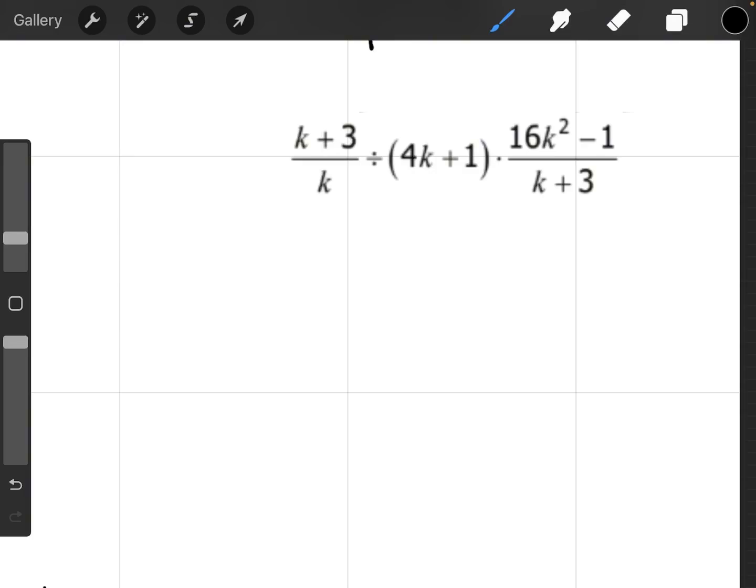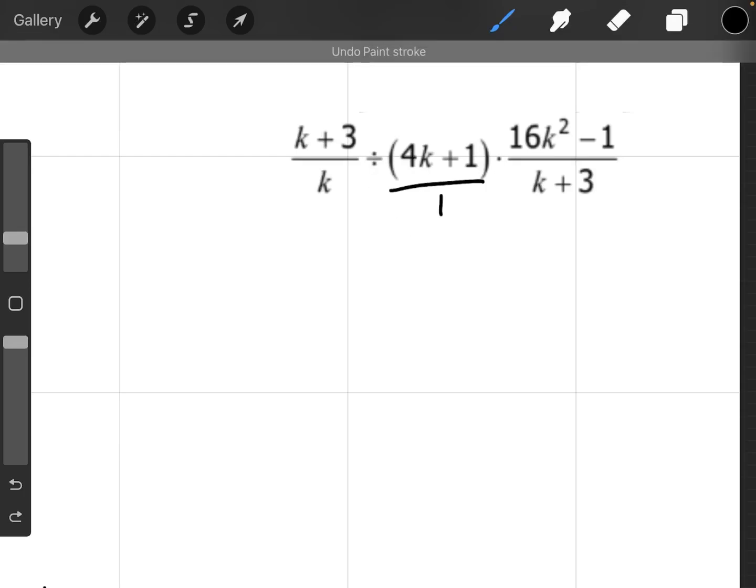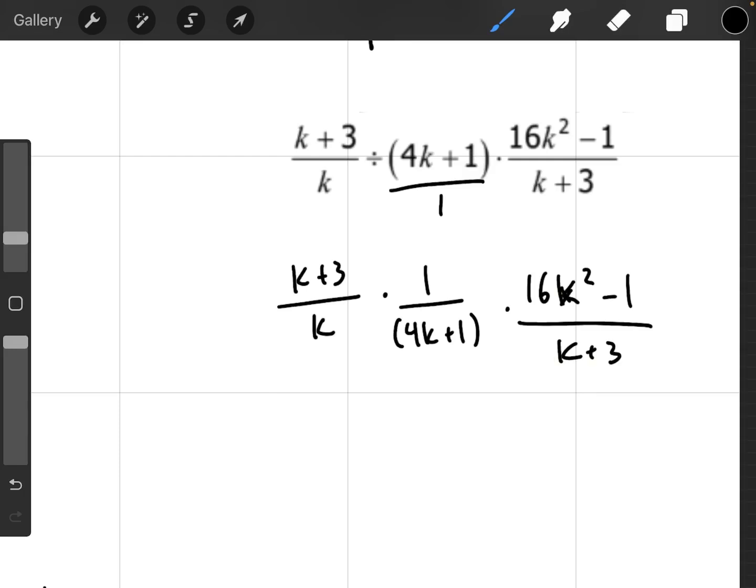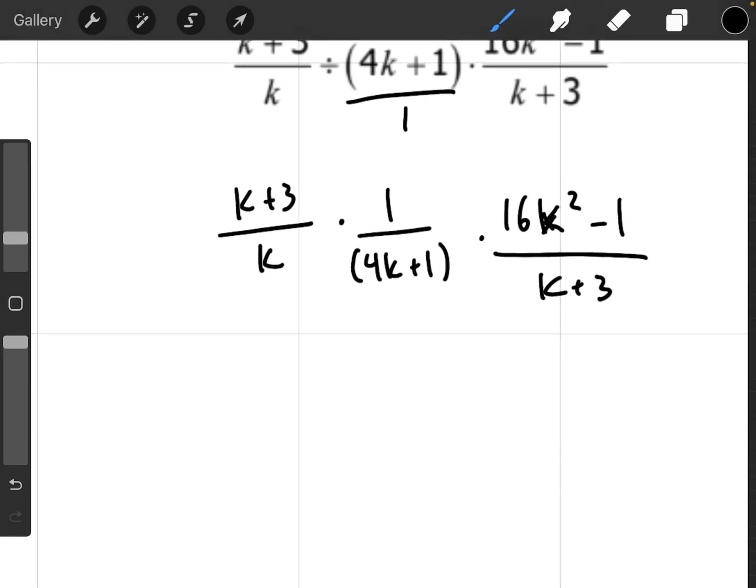So now we're working with binomials. Here's an example with binomials. We're dividing by 4k plus 1, so we'll take the reciprocal of that. And remember that any whole number can also be written as that number over 1. So we'll multiply by this reciprocal. So we have k plus 3 over k multiplied by 1 over 4k plus 1. Then we'll multiply it by 16k squared minus 1 over k plus 3.